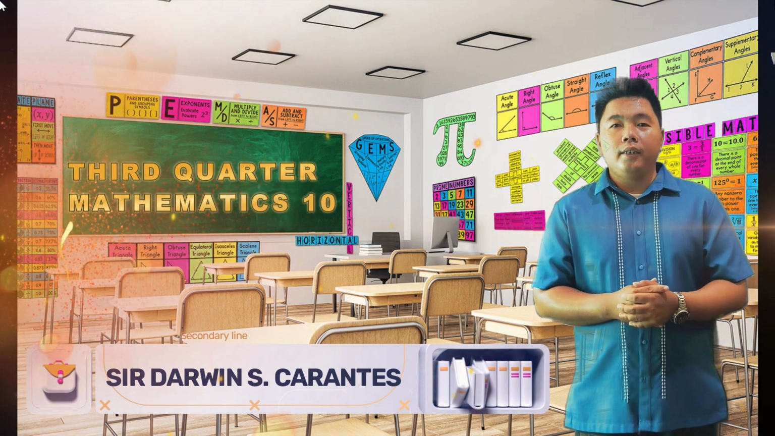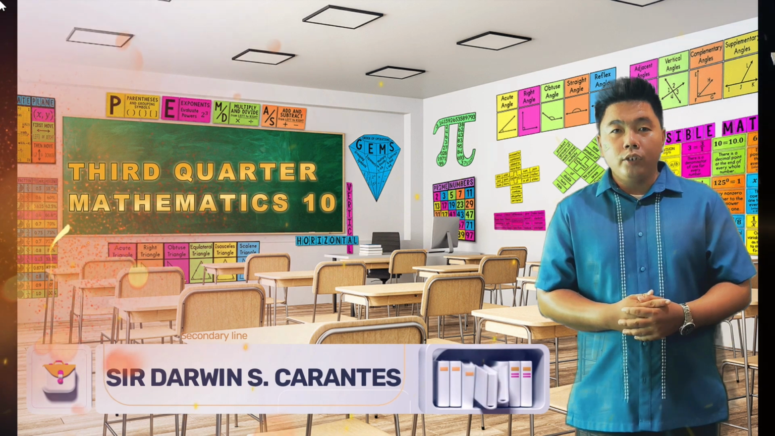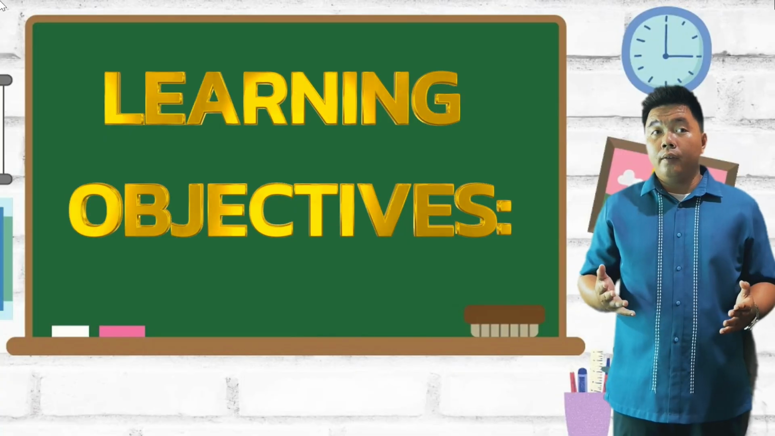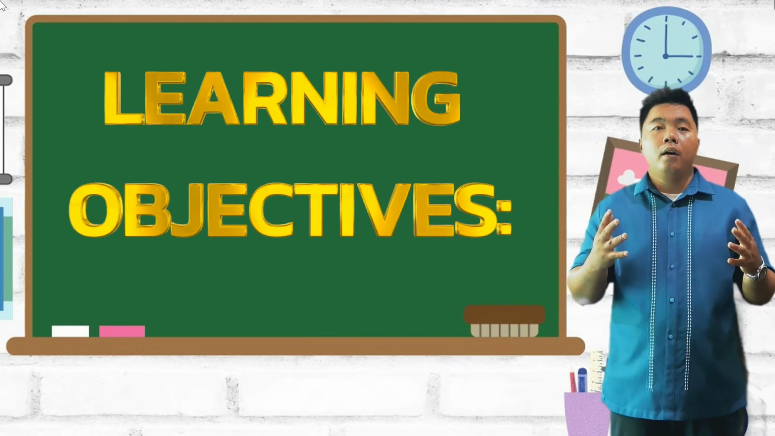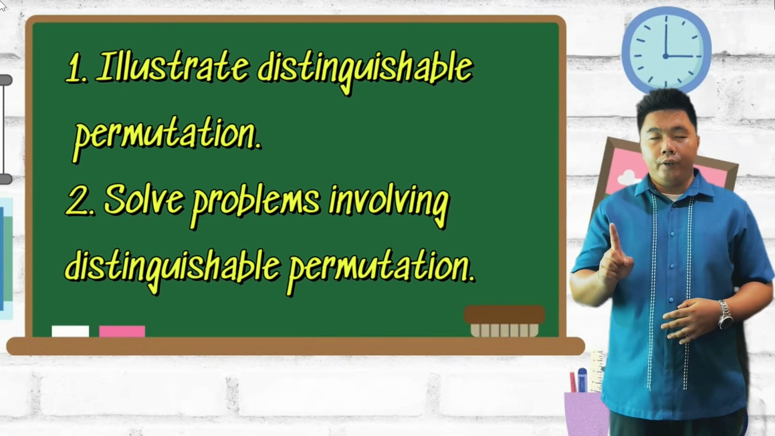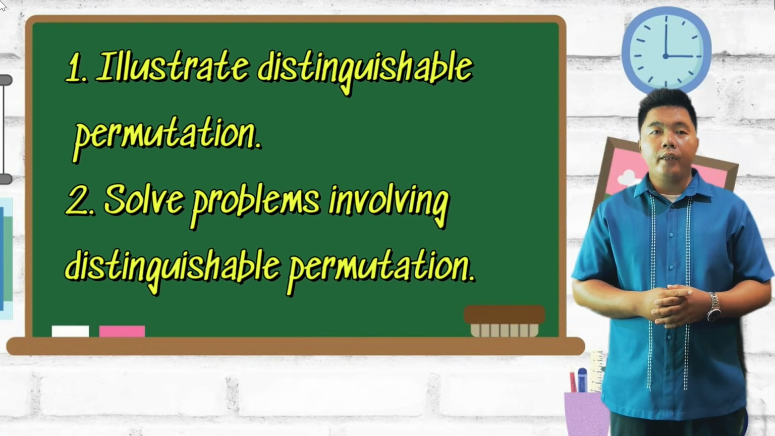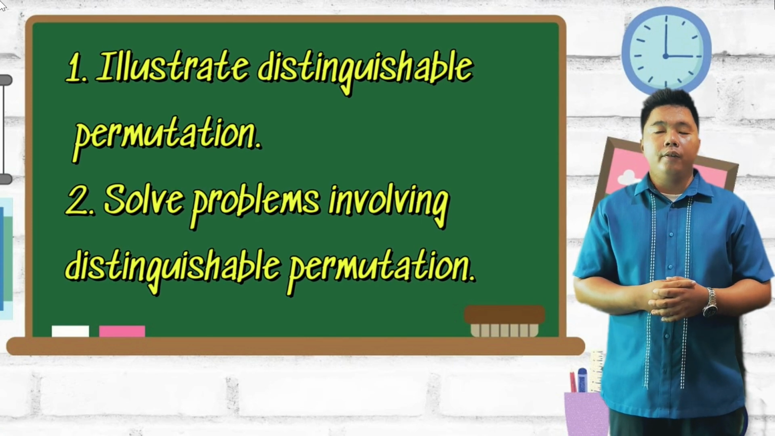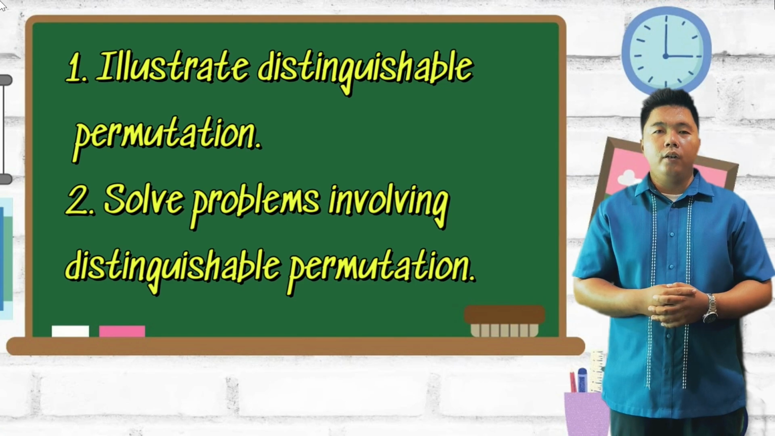Specifically, this is the Distinguishable Permutation. For our learning objectives for today's lesson, you should be able to first illustrate distinguishable permutation. Second, we need to solve problems involving distinguishable permutation.